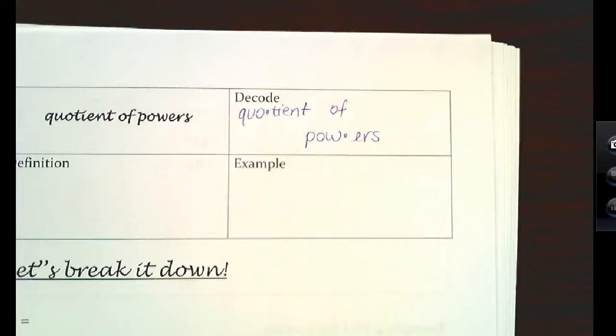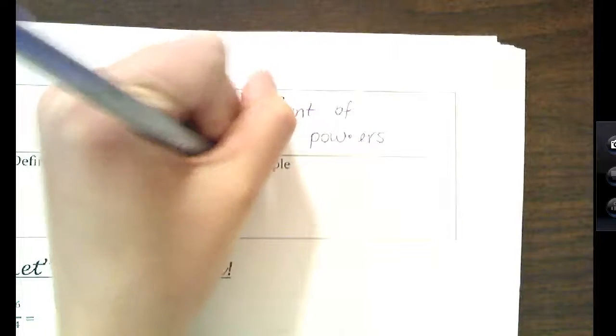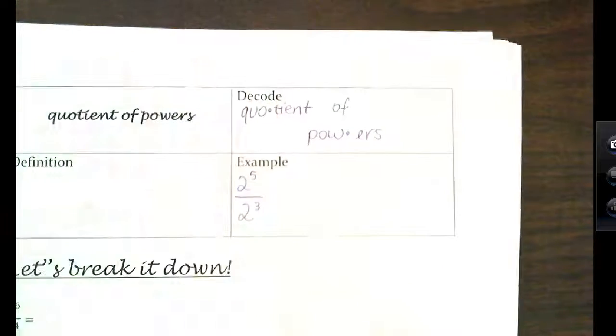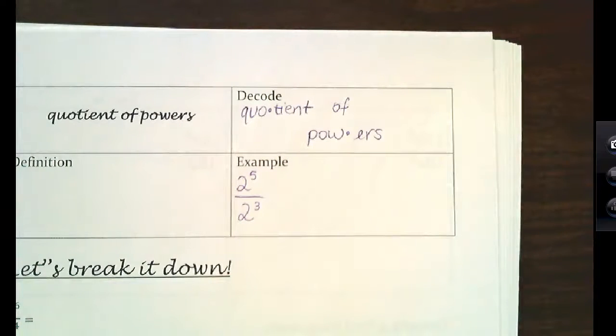So quotient, we've already talked, is the answer to a division problem. So let's say I had 2 to the 5th power divided by 2 to the 3rd power. So go ahead and write 2 to the 5th power divided by 2 to the 3rd power.